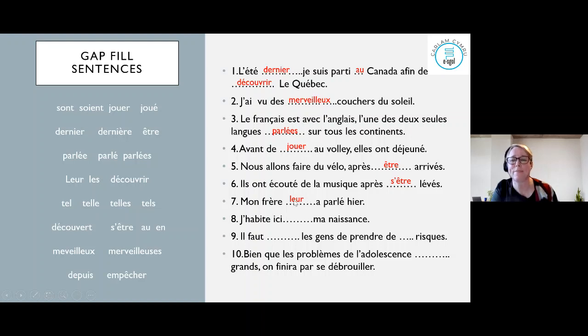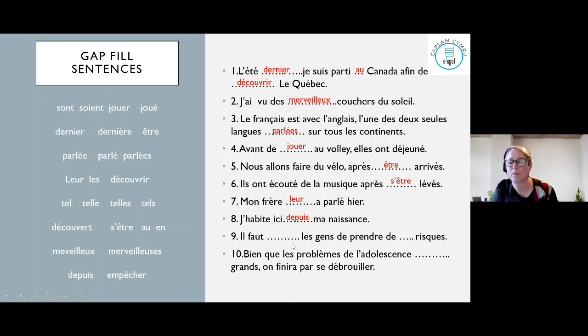It wouldn't be les. Okay, numéro 8. They're checking here: do you understand depuis? So I have been living here, although it's the present tense here at the start. I've been living here since I was born, since my birth. So depuis has the present tense up here. Depuis, since.